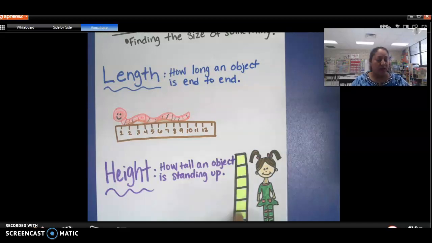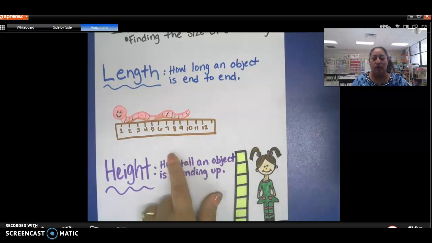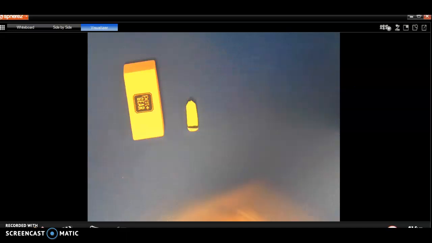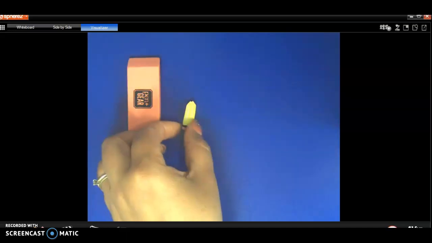We're not measuring them yet with things or with rulers. We'll do that later in the year. We're going to learn how to measure with cubes. But right now, I just want you to look at an object's length or height to decide if it's short or if it's tall. Okay, so here we have two objects.